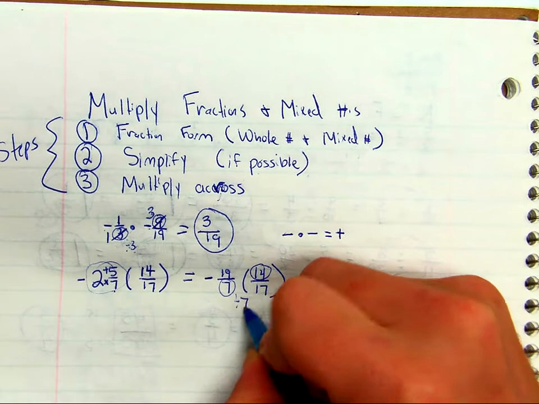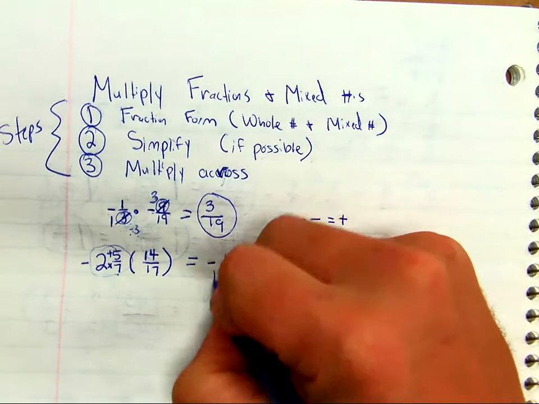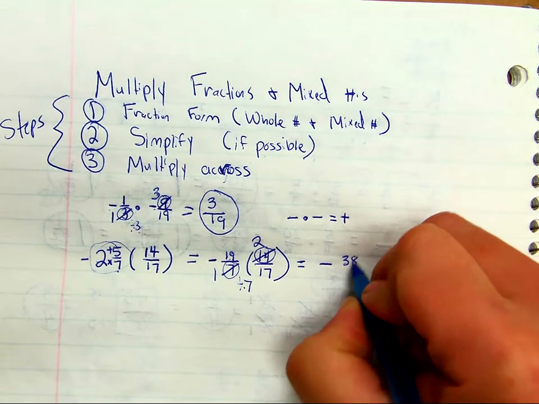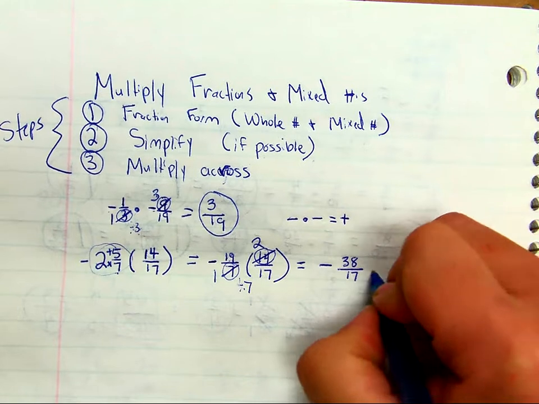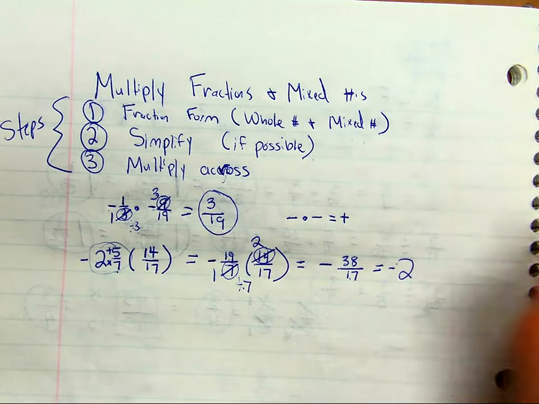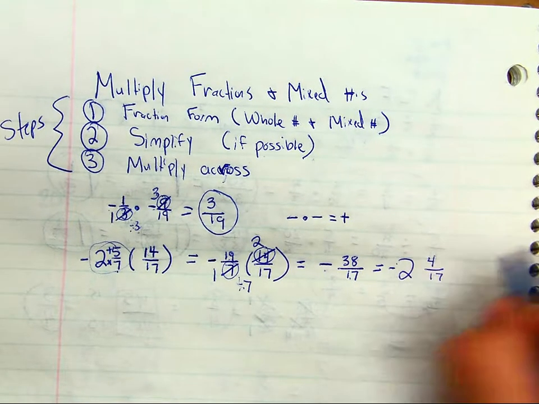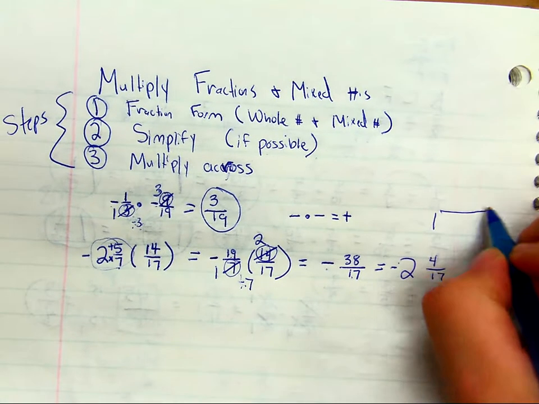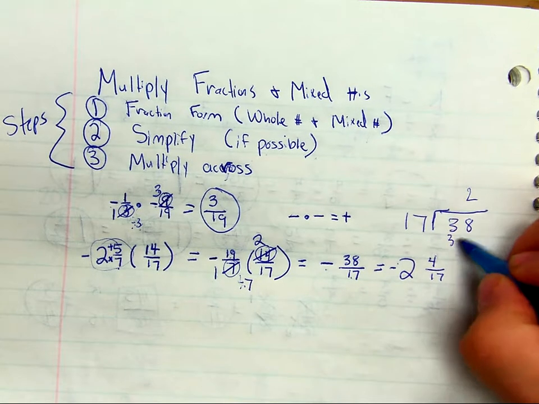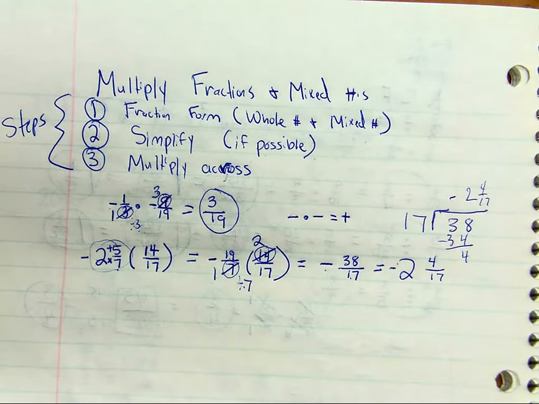14 and 7, I can divide both of those by 7. 7 goes into 7 one time. 7 goes into 14 two times. 19 times 2 is going to make 38. 1 times 17 is going to be 17. Then 17 is going to go into here 2 times, and it's a negative number. That's going to make 34. So there's 4 extra out of 17. And if you weren't sure, you could set it up like that and work it out. Going 2 times, 34, 4 left. And again, it's a negative answer.